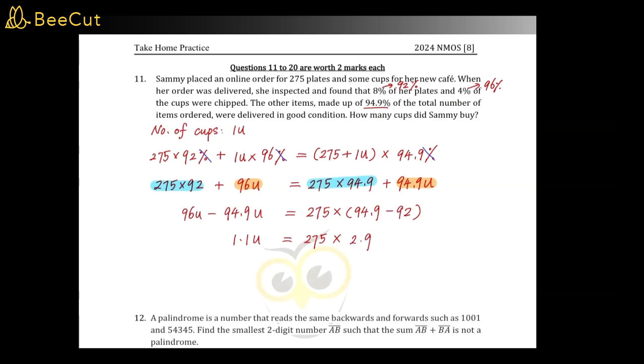So times 10, 11 units equals to 275 times 29. Now 275 is divisible by 11, so divide by 11. There's 25. So 1U equals to 25 times 29. The answer is 725. Yeah, that's the total number of cups.